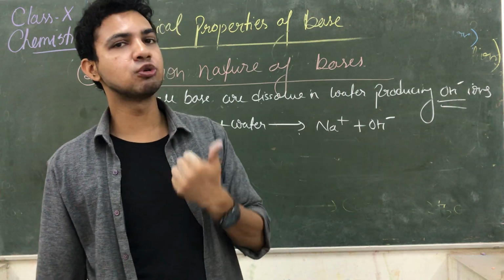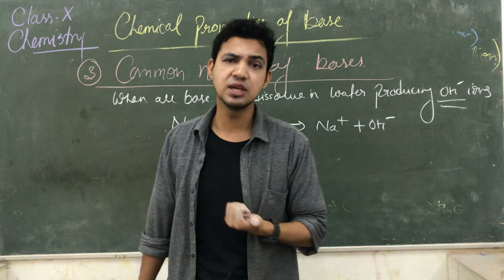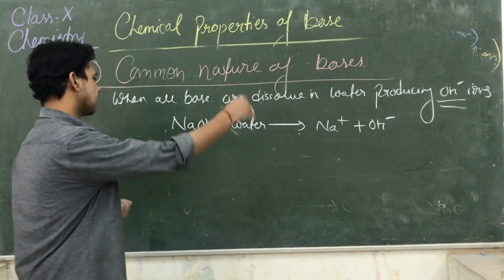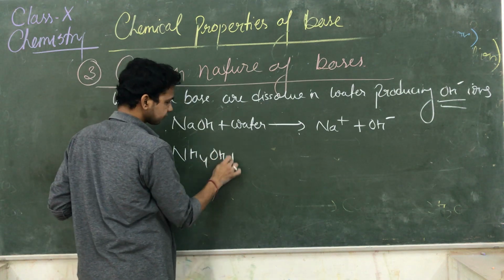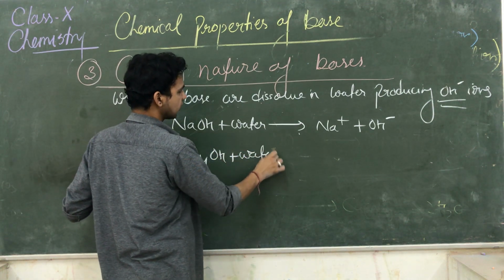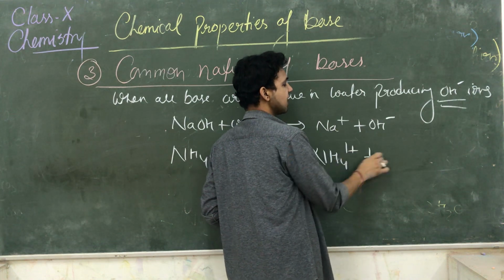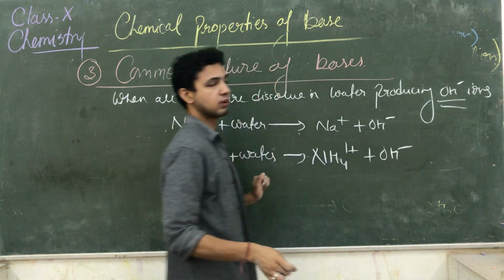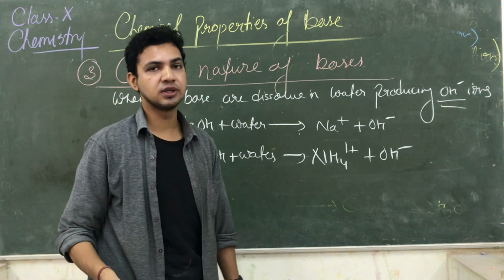But when they are not able to dissolve in water, that metal oxide or hydroxide is not known as a base. Okay. So the next example is NH4OH dissolved in water. It gives you ammonium ion NH4 1 plus and OH 1 minus. So it means ammonium hydroxide is also a common base.